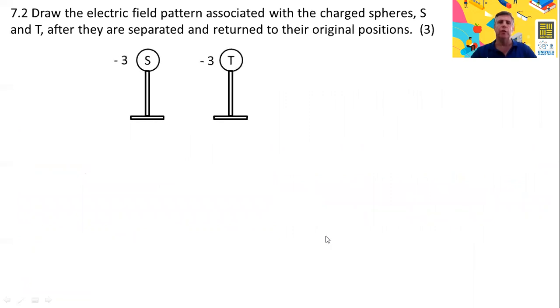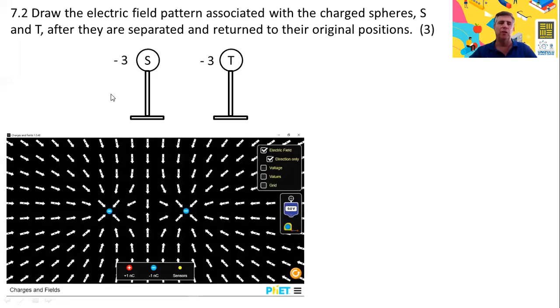Then you're asked to draw the electric field pattern associated with S and T after they're separated and returned to their original positions. Now, after they're separated, we're told the charge on each is minus 3 nanocoulombs, and they're a certain distance apart. Now, of course, we worked with the PhET simulation for charges and fields. 2 negative charges would have this sort of electric field. And I encourage you to go to the simulation and try to set it up for yourself.